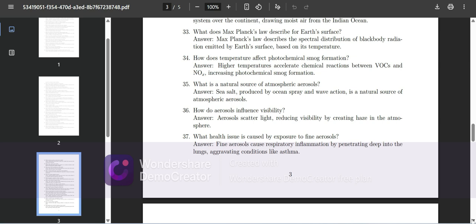What is a natural source of atmospheric aerosols? Sea salt produced by ocean spray and wave action is a natural source of atmospheric aerosols.